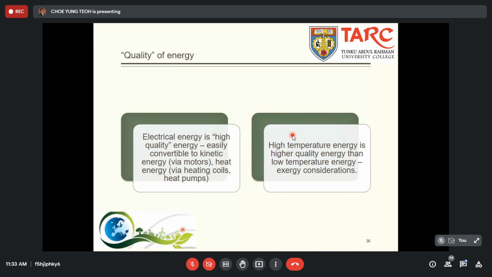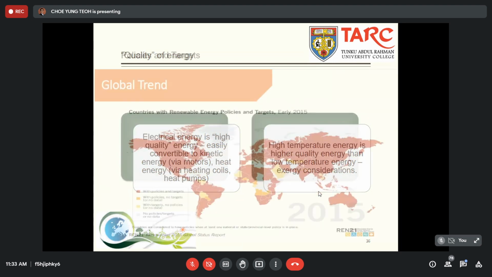And if we talk about electrical, we talk about heat. High temperature energy is higher quality than low temperature energy. This we consider the exergy, because high temperature will be easier to convert to other forms of energy. Hope you understand the concept, just about quality. It is not that 100 joule equals 100 joule. No, you have to go case by case because quality is different. The amount is the same, but the quality is different.